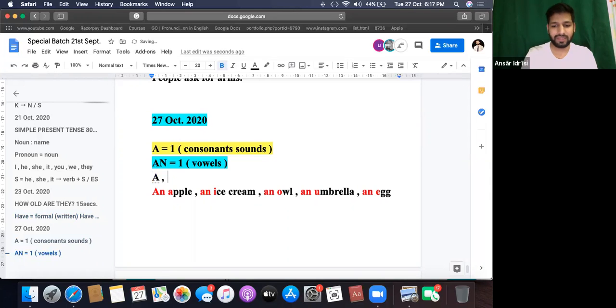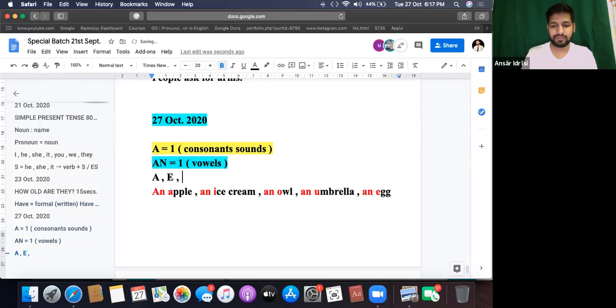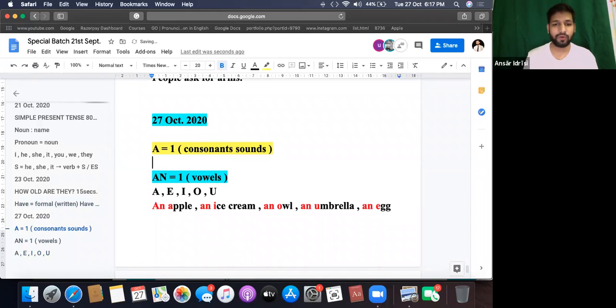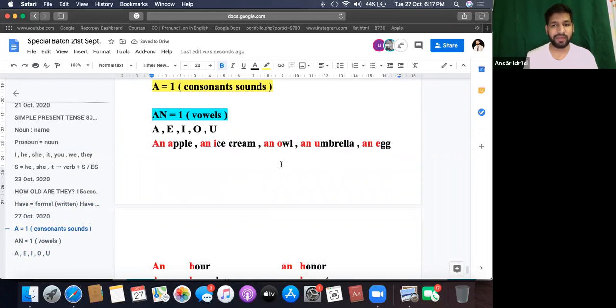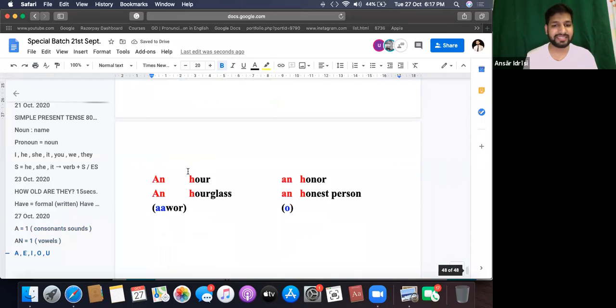A, E, I, O, U. We have 5 vowels in English, and for those vowels we use an. Yes or no? So an apple, an ice cream, an owl, an umbrella, an island, etc. If you see here, an hour, an honor, the sound coming is a vowel sound, and for vowel sounds we use an.